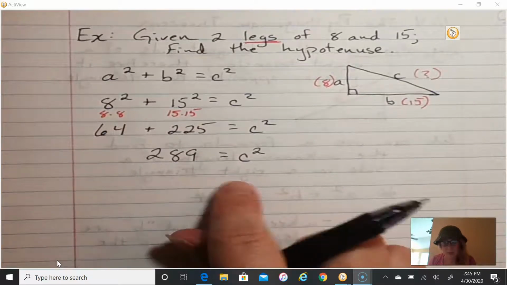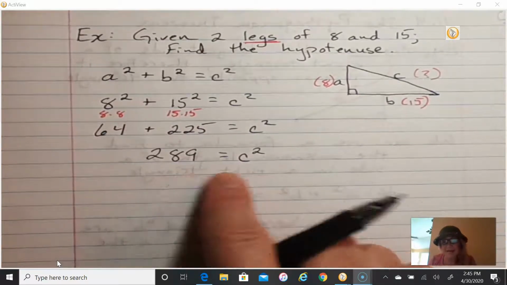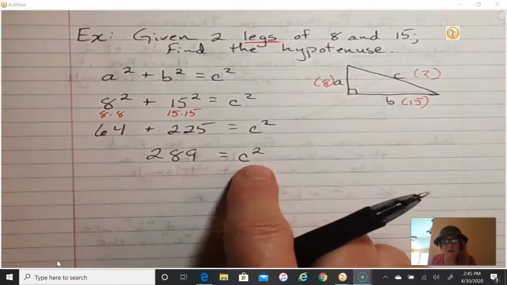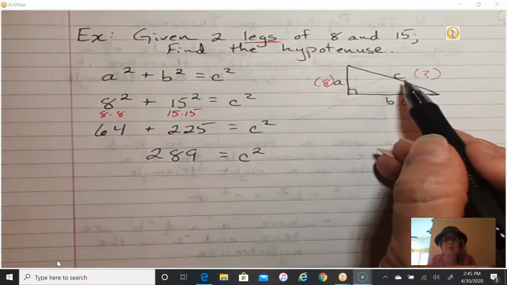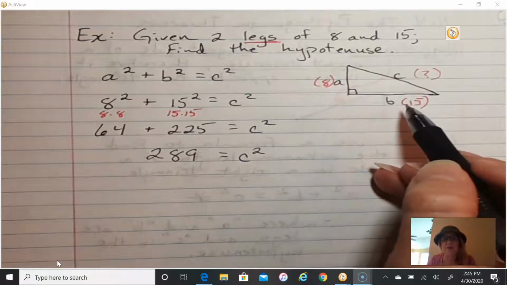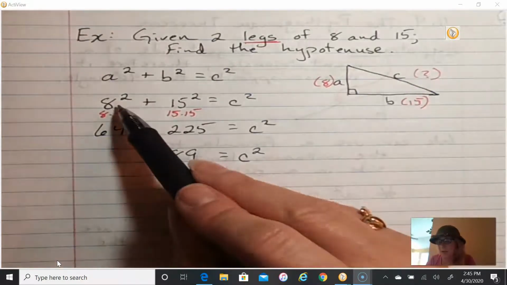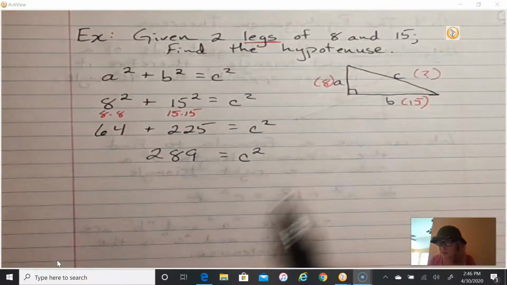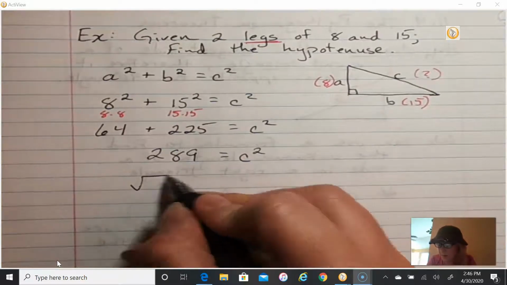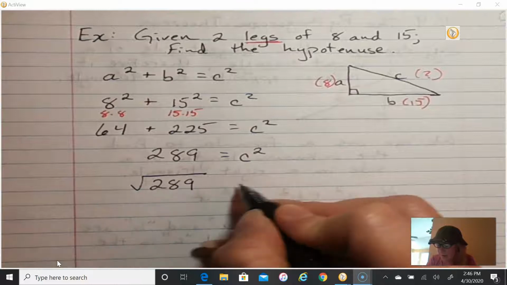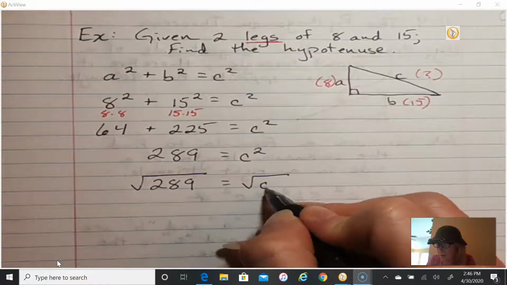Now, big rule is we got to take this out of square, because you notice this is not squared, this is just c by itself. Just like this is a by itself and b by itself. But we had to square all those things. So to take it out of the square, the next step is to take the square root of everything.